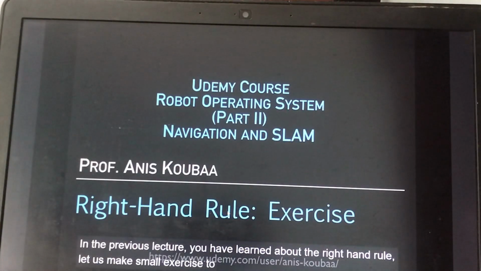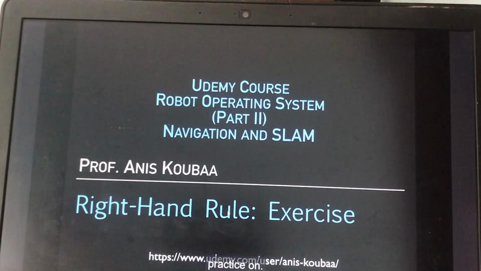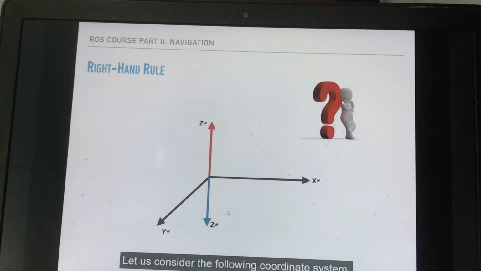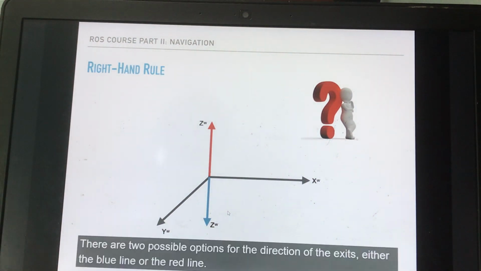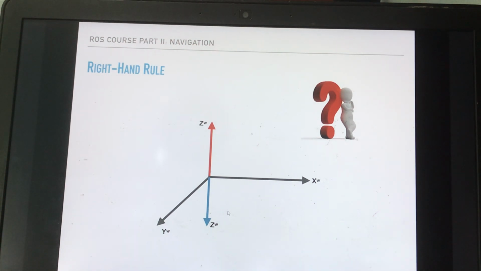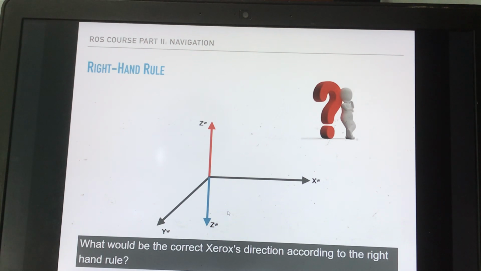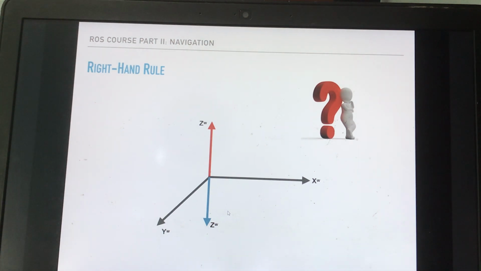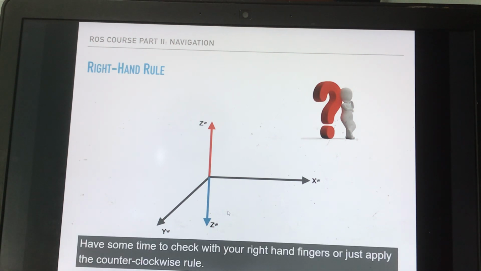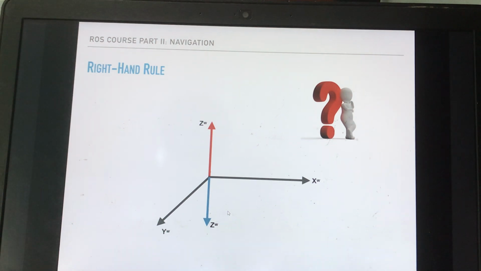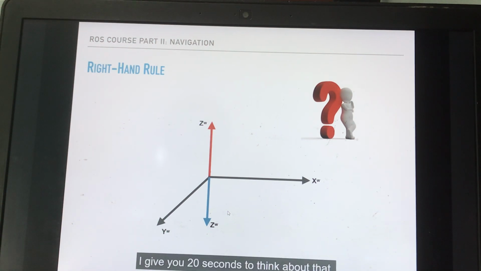In the previous lecture, you have learned about the right-hand rule. Let us make a small exercise to practice on it. Let us consider the following coordinate system. There are two possible options for the direction of the z-axis, either the blue line or the red line. What would be the correct z-axis direction according to the right-hand rule? Is it the blue line or the red line? Take some time to check with your right-hand fingers or just apply the counterclockwise rule. I give you 20 seconds to think about that.